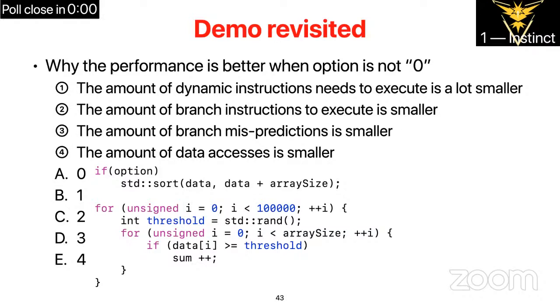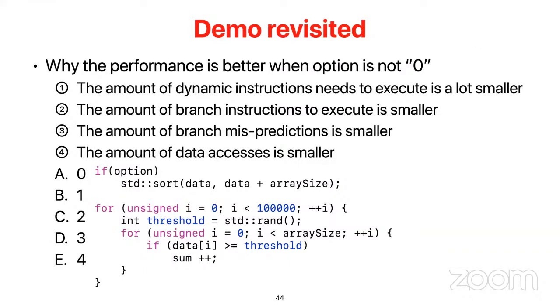Hi, Professor. So I think the amount of branch misprediction will be smaller, because if the data is sorted, then for the if condition, most of the time in the beginning your data will be smaller than the threshold and your branch will not be taken. And once it exceeds the threshold, the branch will be taken all the time. Right. So, how about others?